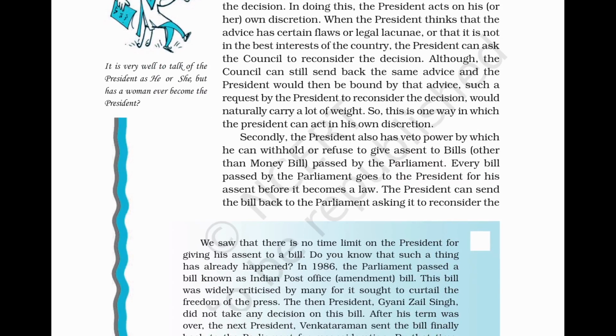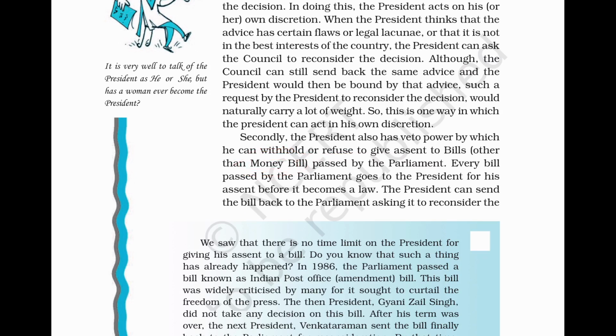Second situation, president has a veto power. Veto power means that you're using this power to keep something on hold or to reject it. So that can be used to withhold or refuse to give assent. Refusal या withhold मतलब I am not accepting the bill. Money bill में थोड़ा special criteria होता है, so that we will see later.